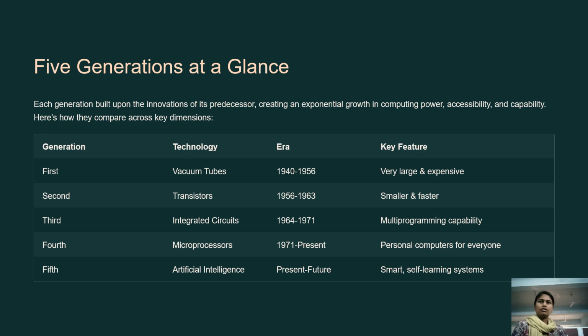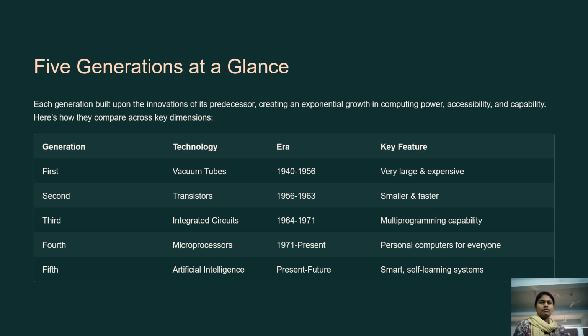Third generation used integrated circuits. The period of third generation was 1964 to 1971. Key features include multi-programming capability in computers. Next is fourth generation. Fourth generation used microprocessors from 1971 to present. It is ongoing. Personal computers were the key feature. Personal computers for everyone.